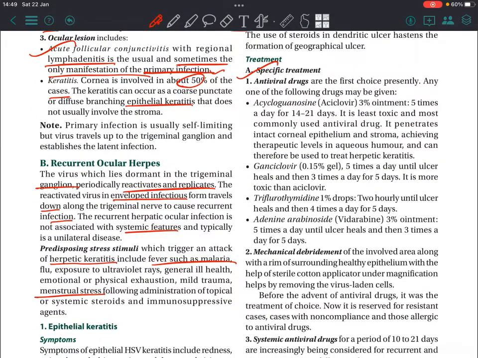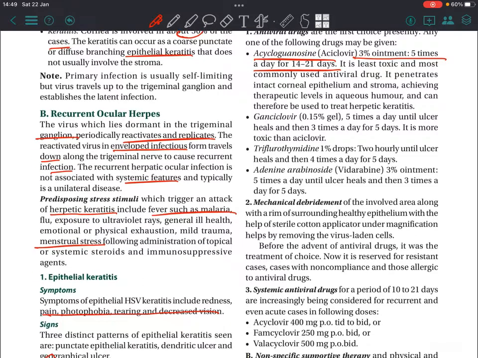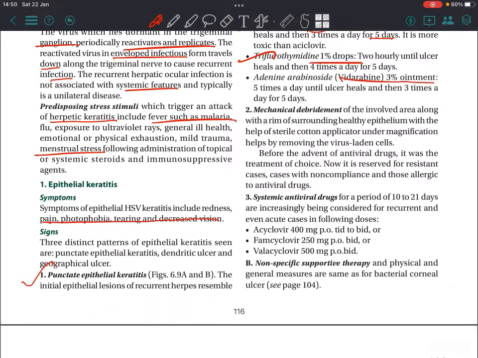Treatment. Specific treatment: antiviral drugs. Acycloguanidine, acyclovir 3% ointment 5 times a day, 14 to 21 days. It penetrates intact corneal epithelium and stroma, achieving therapeutic levels in aqueous humor. Ganciclovir, it's a gel, and trifluorothymidine 1%, adenine arabinoside, vidarabine 3% ointment, mechanical debridement.